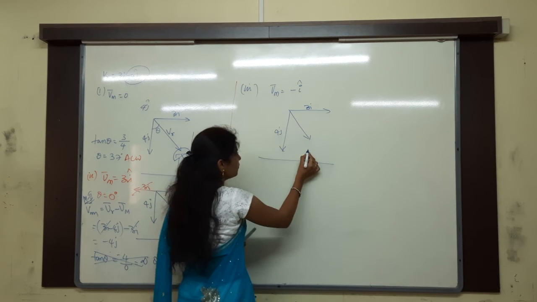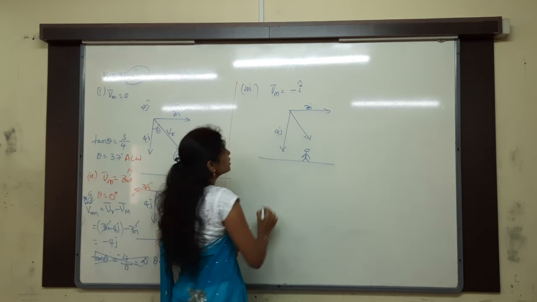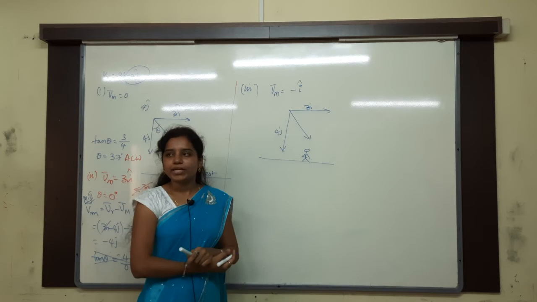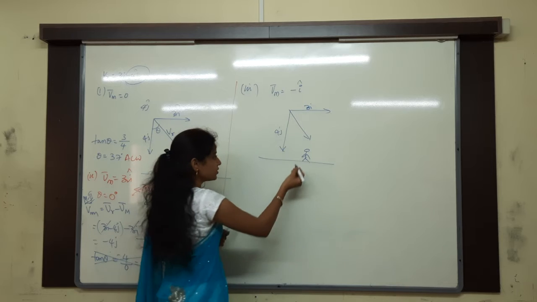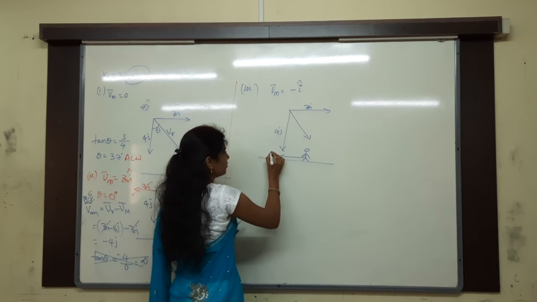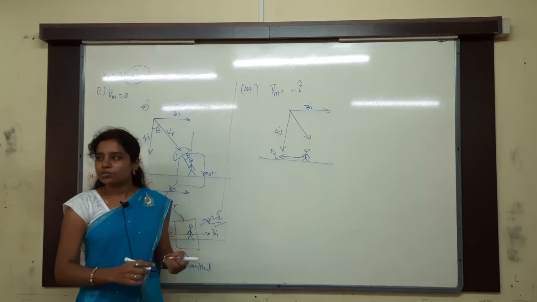Now the man is moving. With what speed is the man moving? Minus i cap. Minus i cap means in which direction is he moving? Along the negative x axis. So I have given i cap here, and the minus is given for the direction only, obviously.